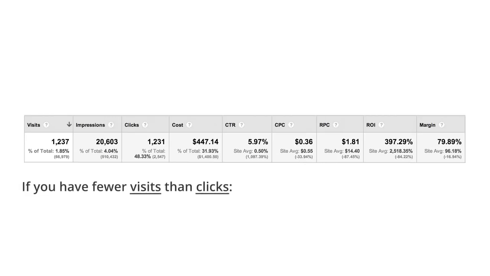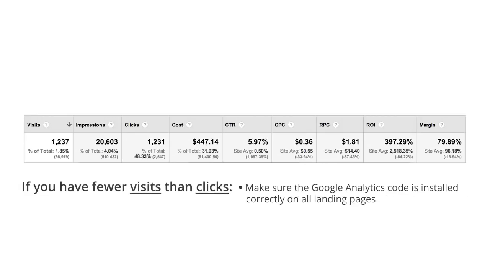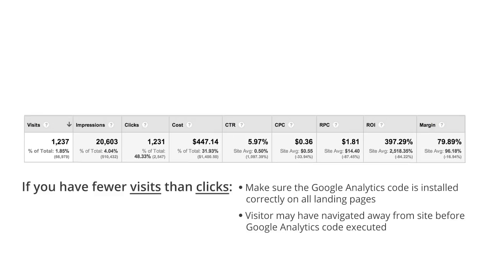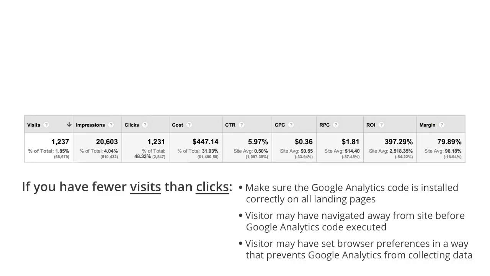If you have fewer visits than clicks, you may not have the Google Analytics tracking code correctly installed on all of your landing pages. It's also possible that some visitors clicked away from your website or stopped the landing page from loading before the tracking code was executed. Also, your visitors must have JavaScript, images, and cookies enabled on their browsers in order to be tracked by Google Analytics. However, AdWords will still be able to register clicks from visitors who do not have those features enabled.